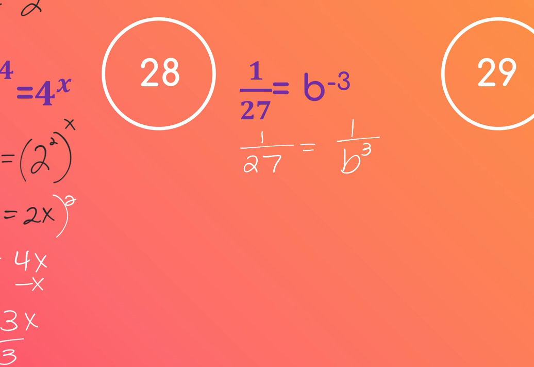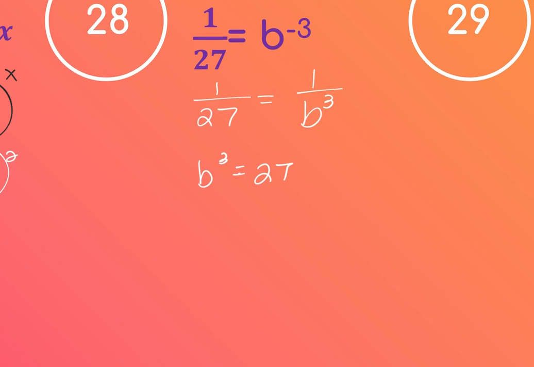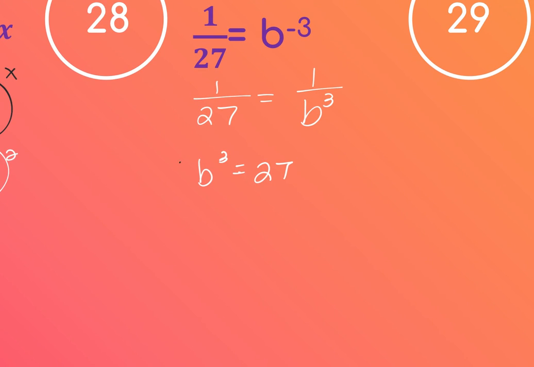Go back. Pretend like you don't even know the one-to-one property. I could cross multiply it, right? Or because both in the top are 1, both in the bottom can be set equal to each other, right? You could do that too, just like an equivalent proportion. So this would be b to the third equals 27. And then how do I get rid of a third power? Cube root it. What's the cube root of 27? 3.